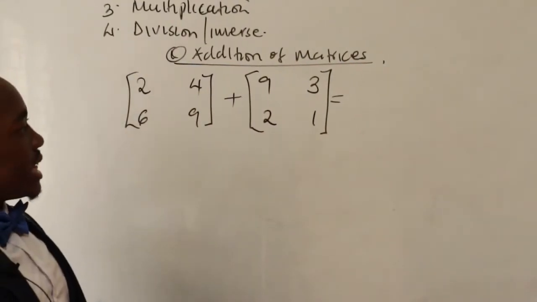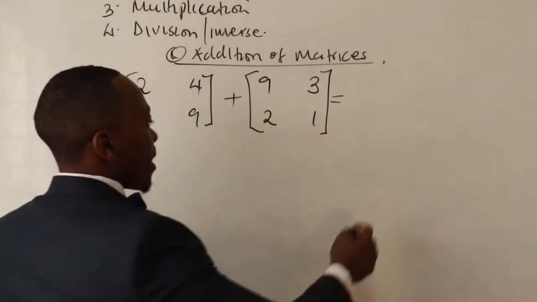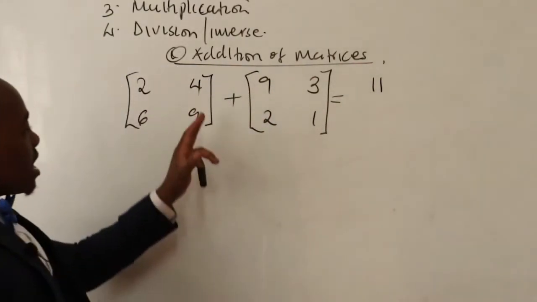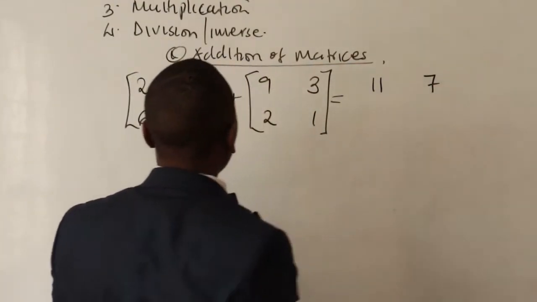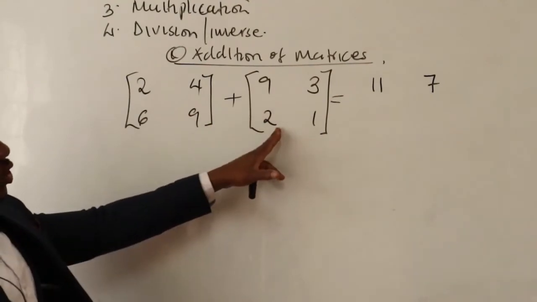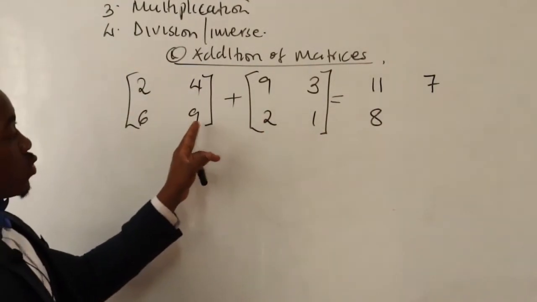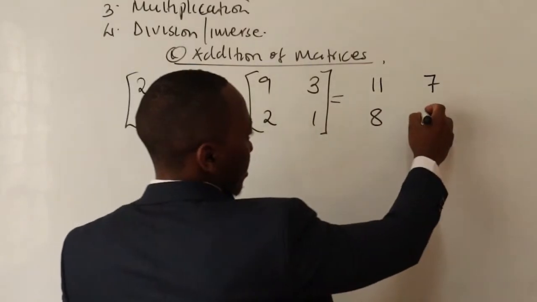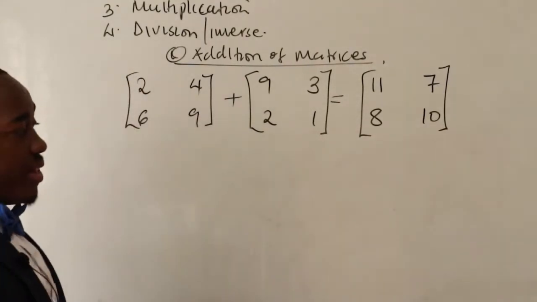In this case, it's a 2-by-2. So you'll do 2 plus 9, you get 11. 4, you add 3, you get 7. 6, you add 2, you get 8. 9, you add 1, you get 10. As simple as that. So no additional concept is required there.